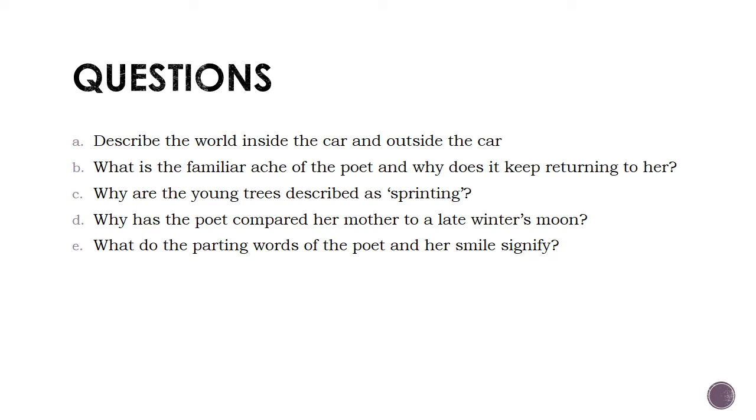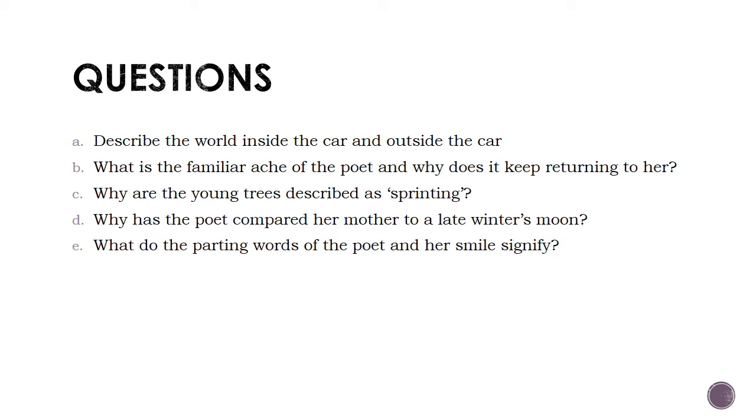She will not be able to see her mother, and she is not even sure of meeting her mother again. So, this familiar ache, which used to haunt her right from her childhood, once again returns to her at the airport. Question number 3. Why are the young trees described as sprinting? Because the poet is in a moving car, and so it seemed that the trees are sprinting.